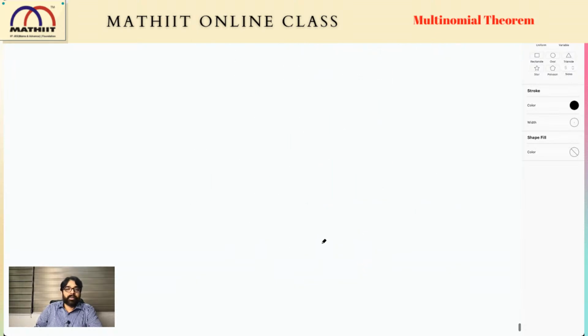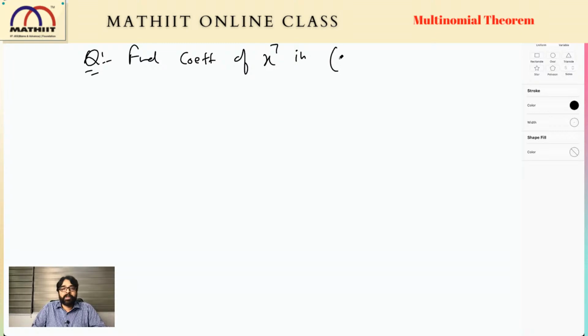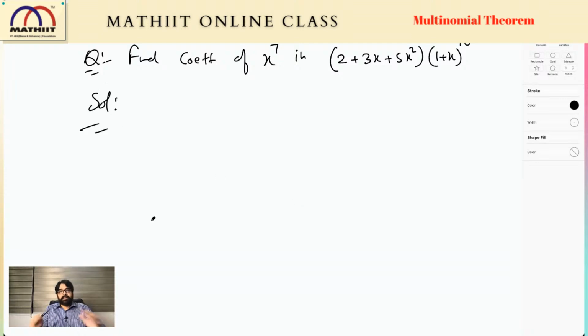Now, everybody, write a question. Find the coefficient of x power 7 in (2 plus 3x plus 5x square) into (1 plus x) power 10. Just do it. I'm not saying that you have to write the answer. Just do it. I'm giving you 1 minute. Just do it, and then when I'm solving, cross check that.